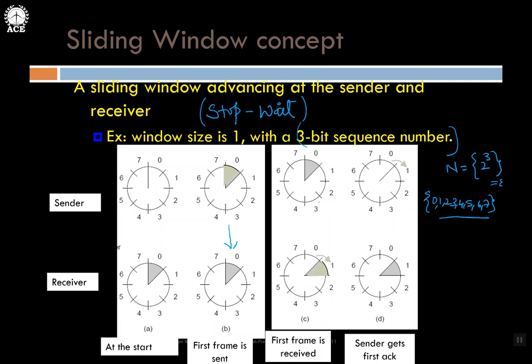And now, when the receiver has received frame 0, it will slide. This is called sliding. It will slide its window to 1, saying that now I already got frame 0. I am waiting for frame 1. So it is waiting only for frame 1. If it gets frame 1, it will accept. If it gets any other than frame 1, it will reject it.